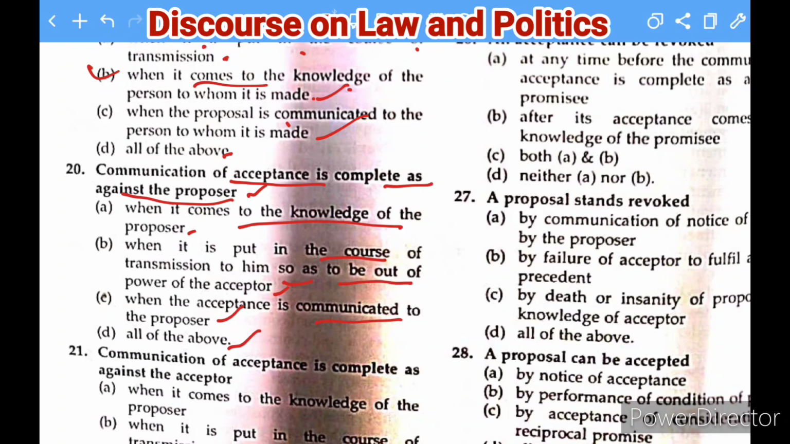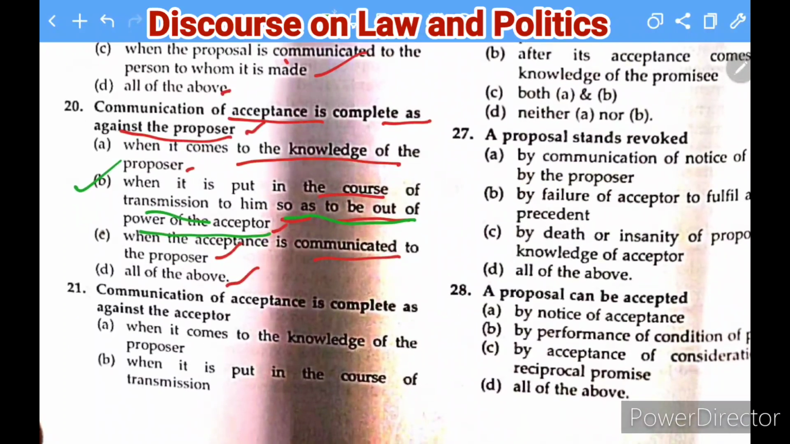When is it going to happen? So just give your answer here. Now you all know the answer here. The answer is B: when it is put in the course of transmission to him so as to be out of power of the acceptor. So once he has put his communication of acceptance in the course of transmission, and it is out of the power of the acceptor, then it would be said that the communication of acceptance is complete as against the proposer.